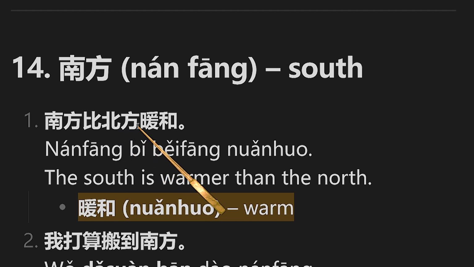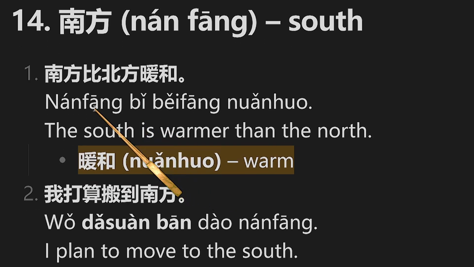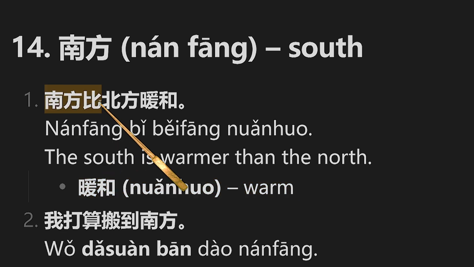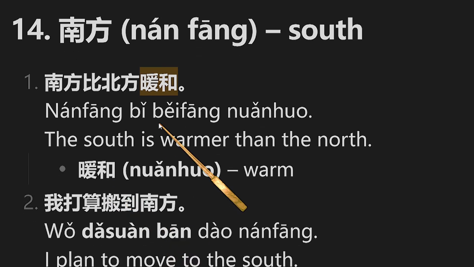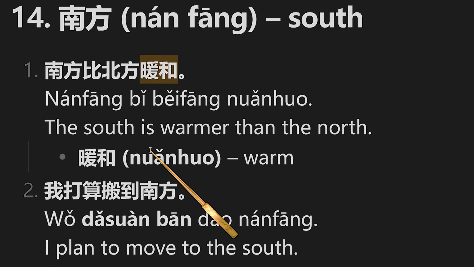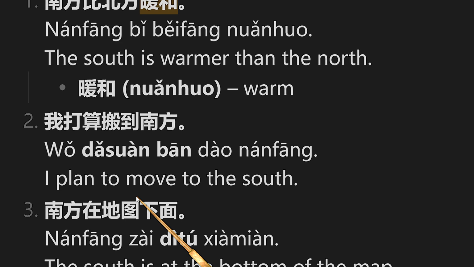So sometimes it could happen. 南方比北方, so north, then south, or south, then north. 南方比北方暖和, it's warm, 暖和. Also be careful, it's 和. We know it's like 和 with, 我和你, I with you, but here's another pronunciation of 和 for the word warm, so sometimes it happens. 暖和.